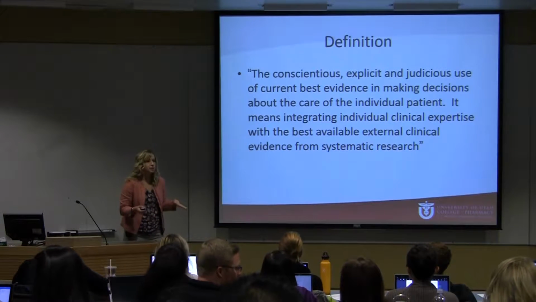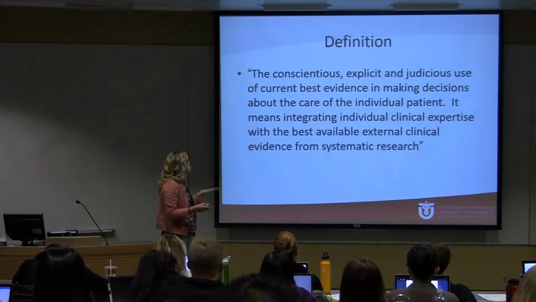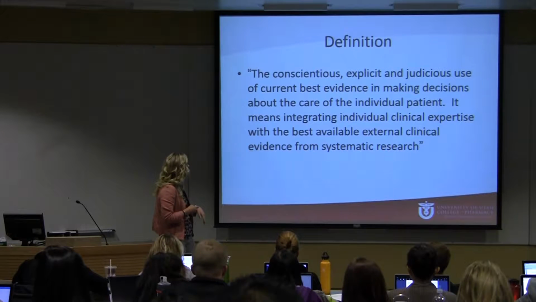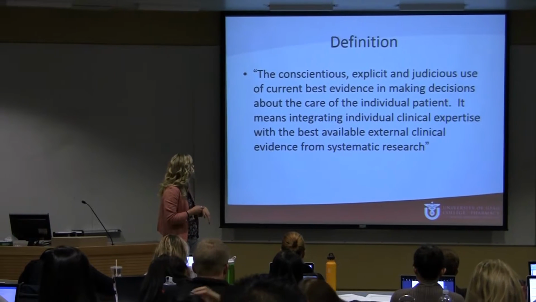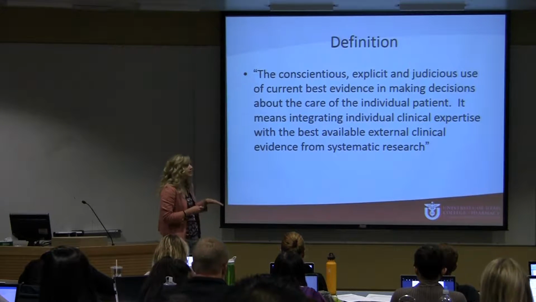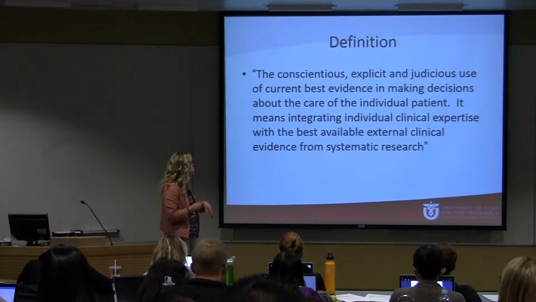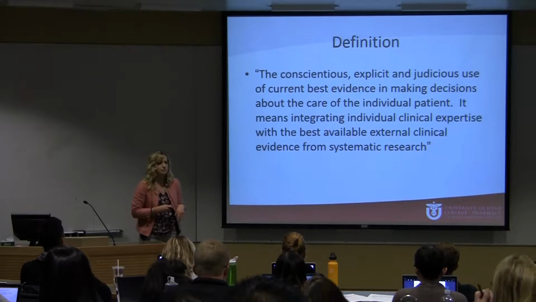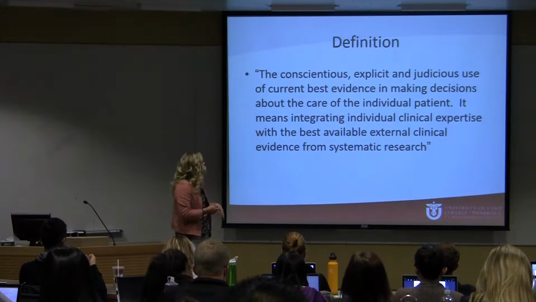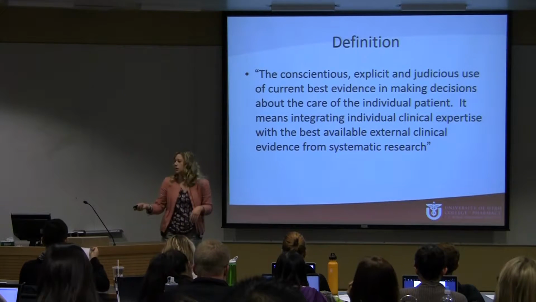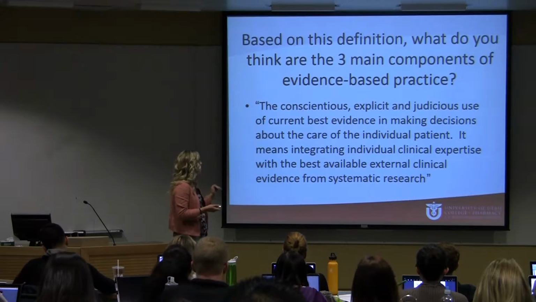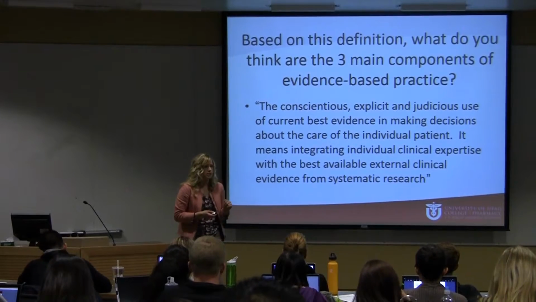Okay. So the definition of evidence-based medicine: the conscientious, explicit, and judicious use of current best evidence in making decisions about the care of the individual patient. It means integrating individual clinical experience with the best available external clinical evidence from systematic research. So my question to you would be, based on this definition, can you pull out what you think may be the three main components of evidence-based medicine?